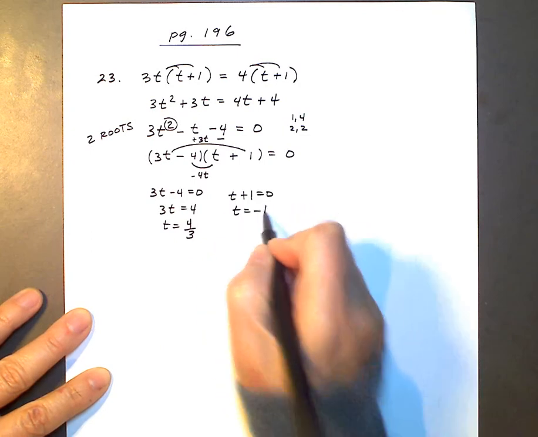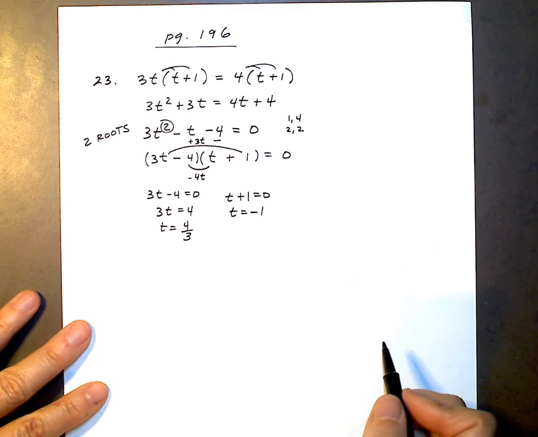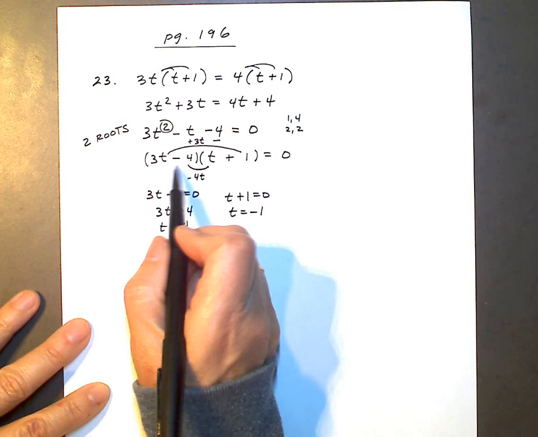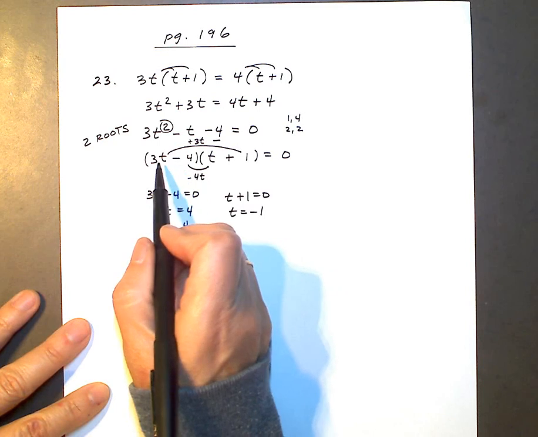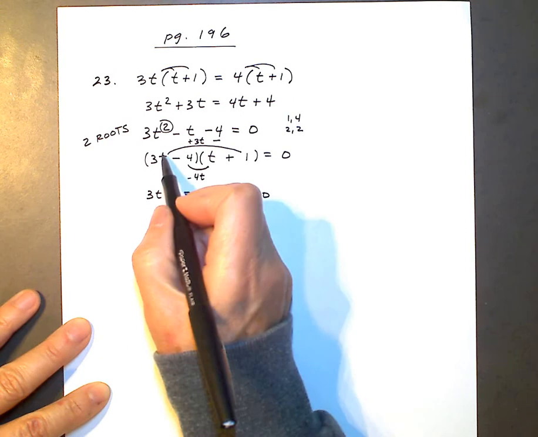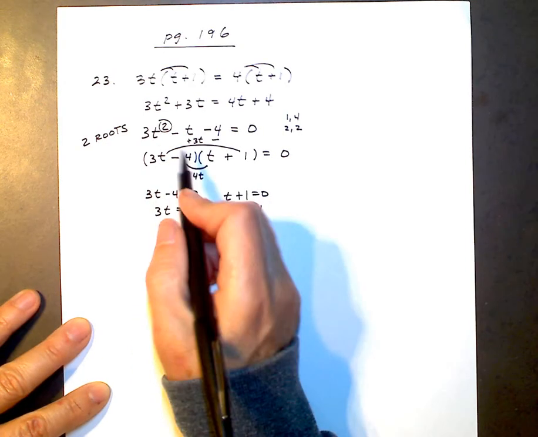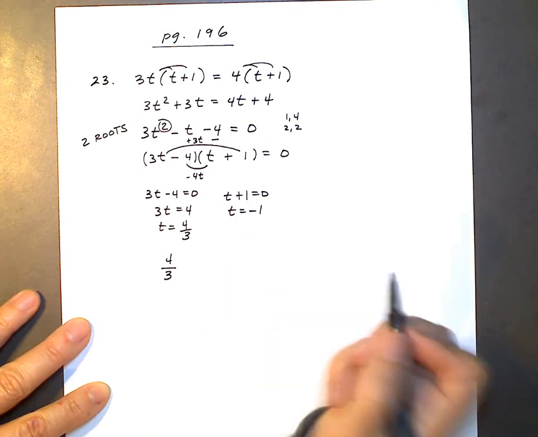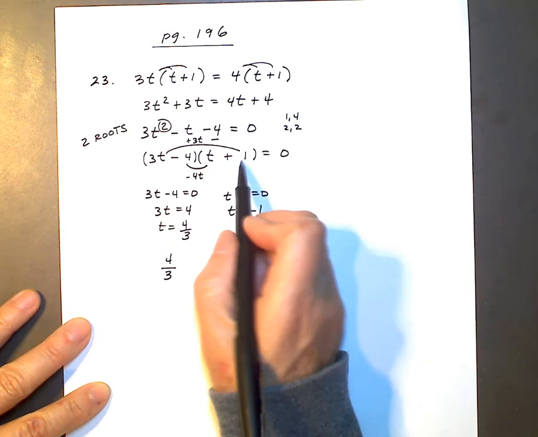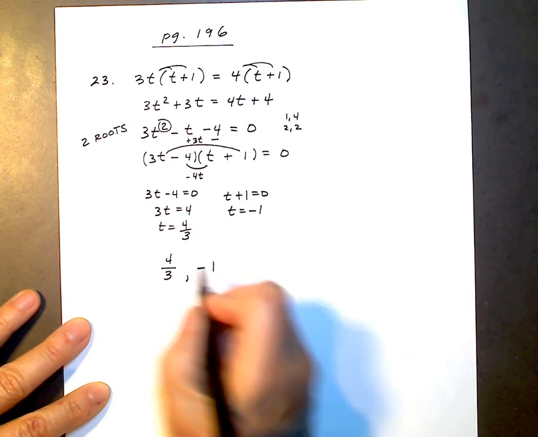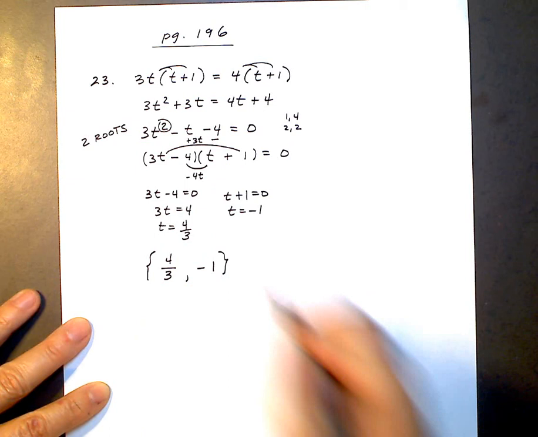So I get t is 4/3 or t is negative 1. But looking at the original factors, this 3t minus 4, I know that t has to have a 3 in the denominator and an opposite of negative 4, so a positive 4 in the numerator. So I could get to it right like that. And this, of course, I can just look at this and say I know t has to be a negative 1 to zero out that factor. So however you do it, there's your answer.